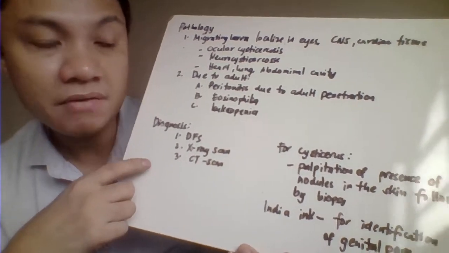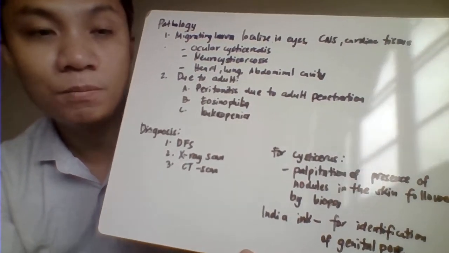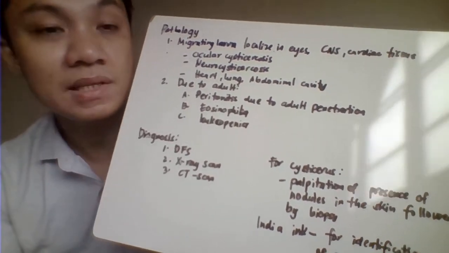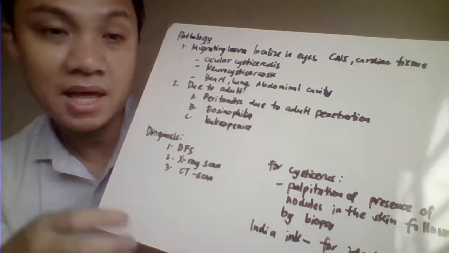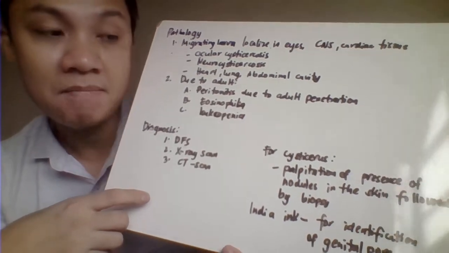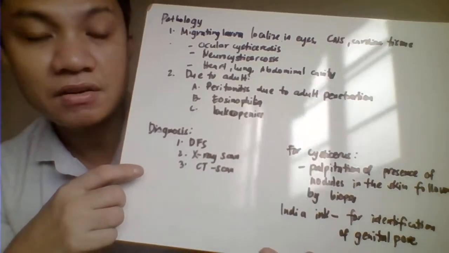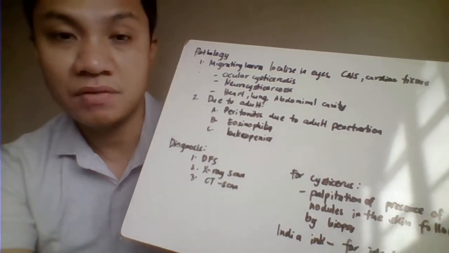Okay, then we have here the for the cysticercosis. So, pwede natin siyang ipalpate. May mabukol-bukol natin. Then, after that one is try to x-ray or CT scan. Pag nakita siya na cysticercosis cellulose siya, then you could remove that one by your biopsy. Then, India ink preparation here for identification of its genital for better identification of the species.